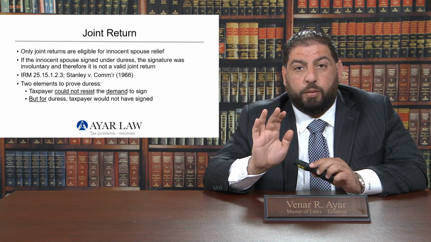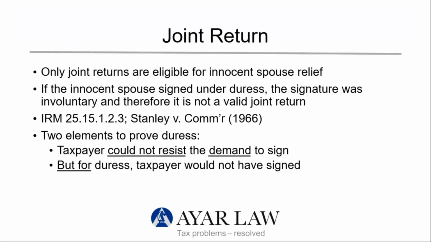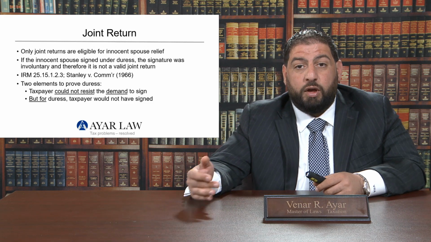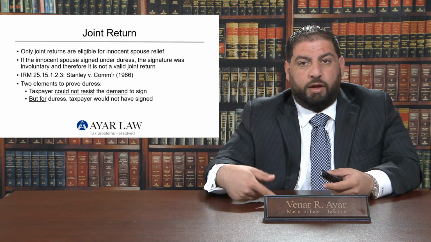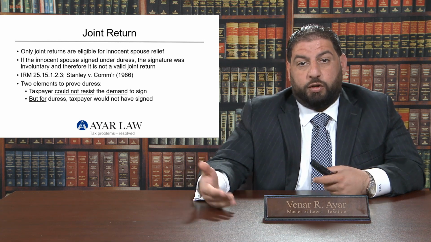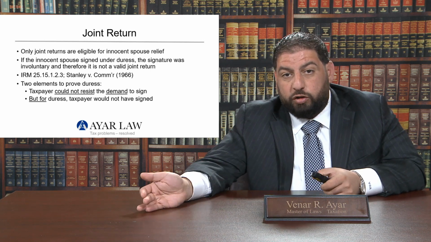The first is the filing of a joint return. Innocent spouse relief is only available for people who filed joint returns. If you did not file a joint return, then you do not need innocent spouse relief. If the innocent spouse signed a return under duress, the signature was involuntary, therefore it is not a valid joint return. Or if one of the spouses signed on the other spouse's behalf, you don't need innocent spouse relief. You just need to argue that the other person signed the return without your permission, and therefore you never even filed a joint return.